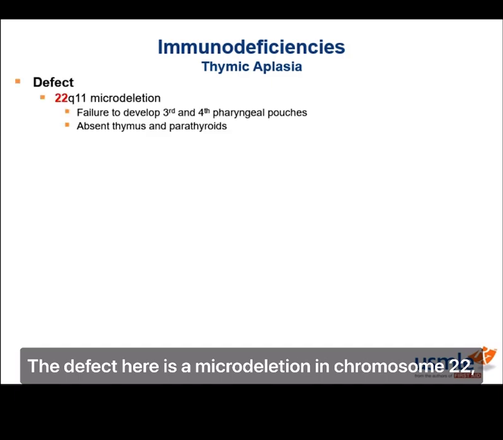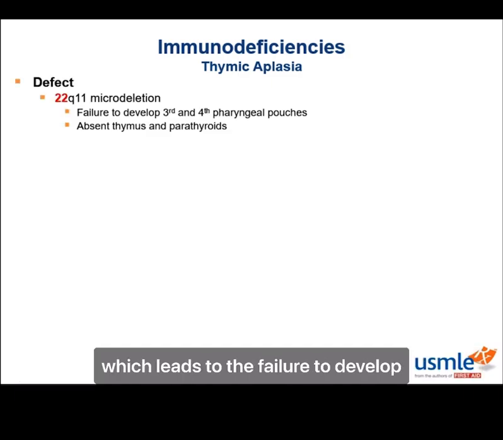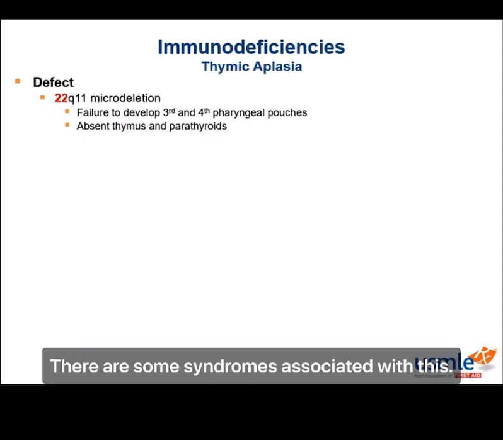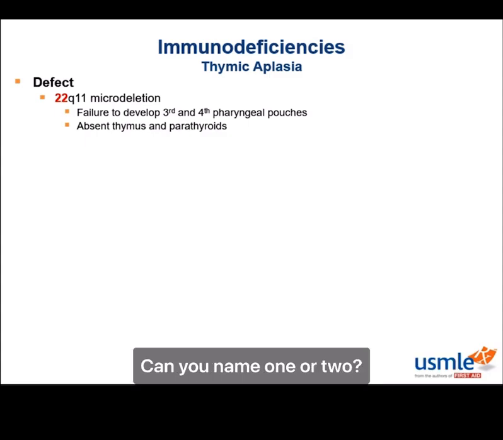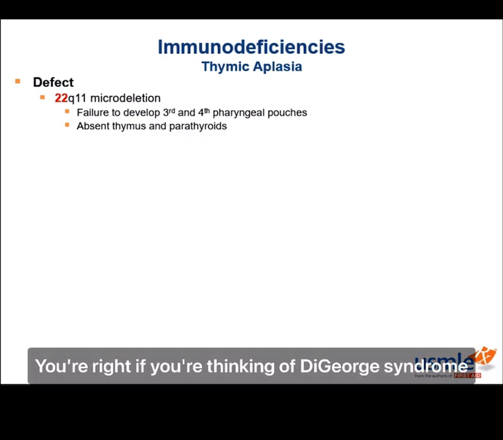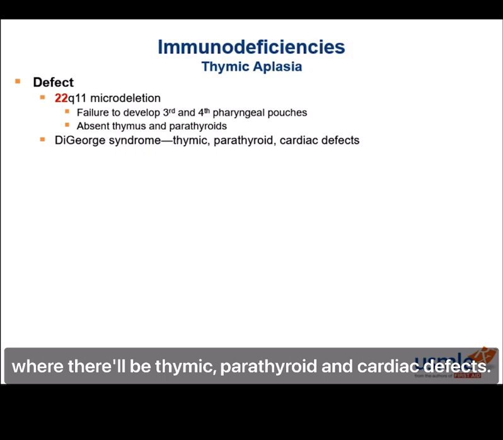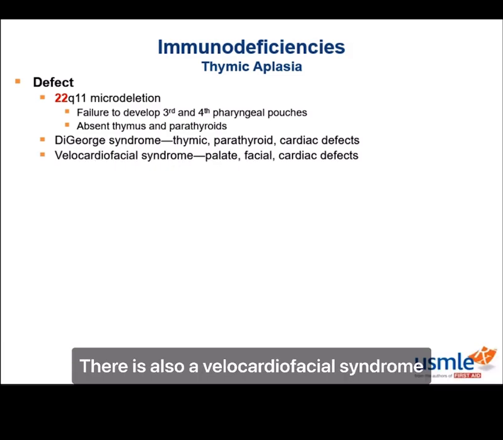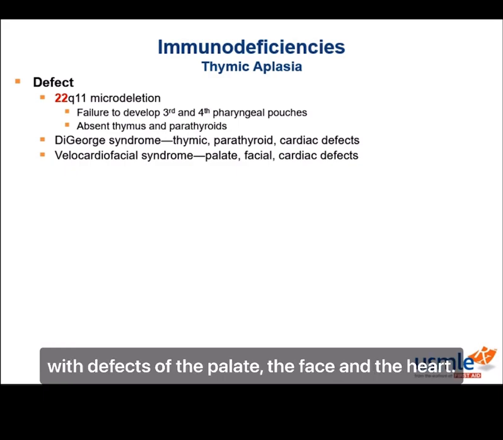The defect here is a microdeletion in chromosome 22, which leads to failure to develop our third and fourth pharyngeal pouches. So we have no thymus or parathyroids. There are some syndromes associated with this. Can you name one or two? You're right if you're thinking of DiGeorge syndrome, where there will be thymic, parathyroid, and cardiac defects. There is also velocardiofacial syndrome, with defects of the palate, the face, and the heart.